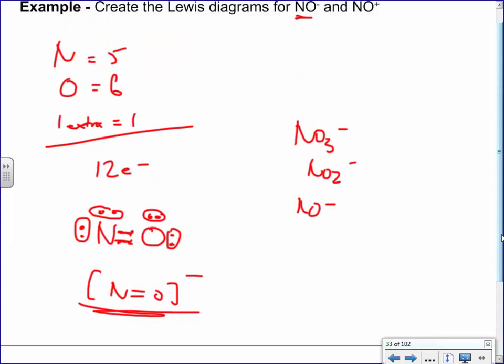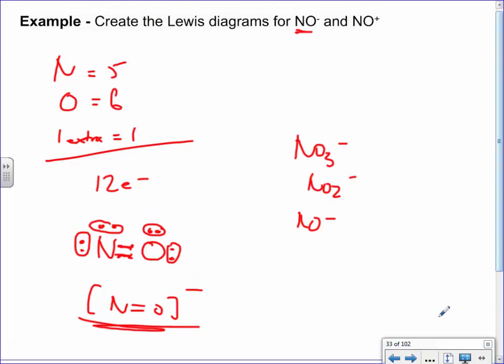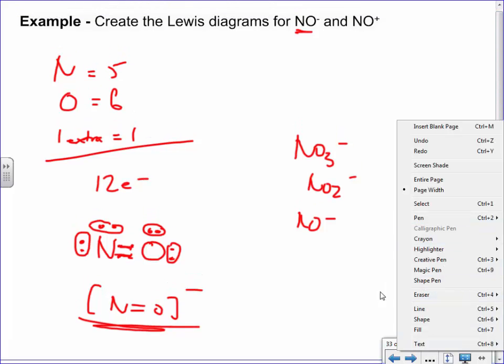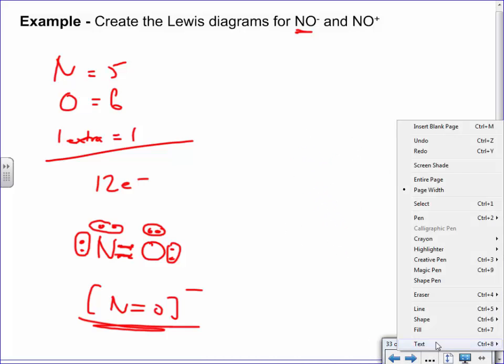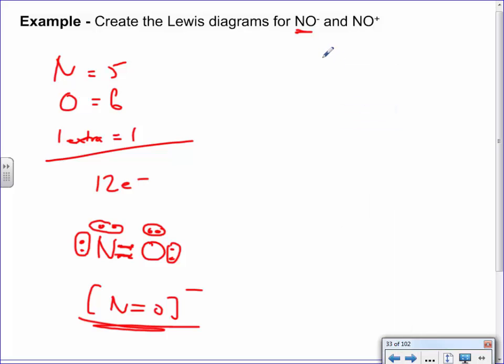Now here's one that you haven't seen, because I don't think this one's on your table, an NO positive. Is an NO positive possibly a thing that could work? Well, let's try to piece it together. Same logic as before. Nitrogen brings 5 to the table. Oxygen brings 6 to the table, but hang on, you have a positive charge. What does that mean?